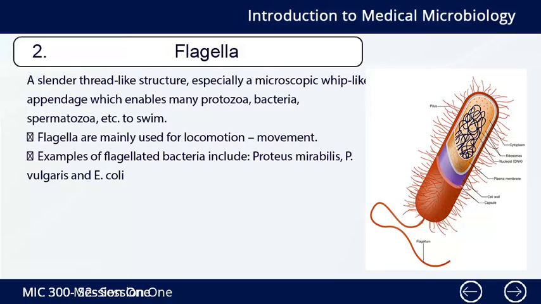2. Flagella. A slender thread-like structure, especially a microscopic whip-like appendage, which enables many protozoa, bacteria, spermatozoa, etc. to swim. Flagella are mainly used for locomotion, that is, movement. Examples of flagellated bacteria include Proteus mirabilis, P. vulgaris, and E. coli.